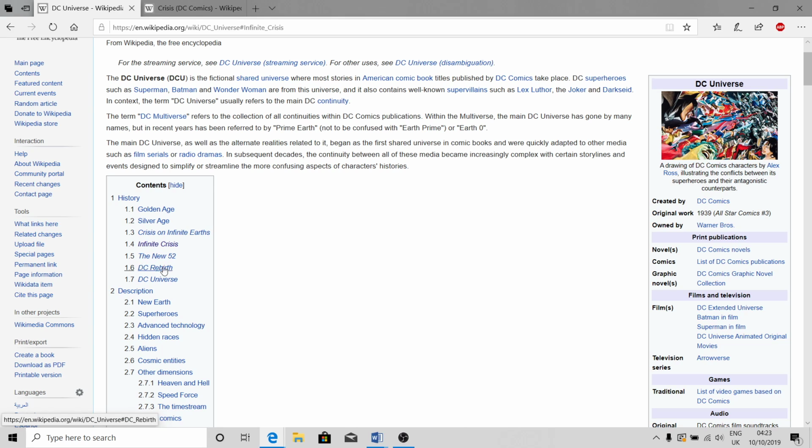It's quite easy. Again, the same thing, it reboots. It's more modern because it happened in 2011. This one happened in the mid 80s, 85, 86. This one happened in 2011. It only lasted for 6 years, because after this one, an event called Convergence happens. DC Rebirth launches, and you can start from there, because DC Rebirth started in 2017.